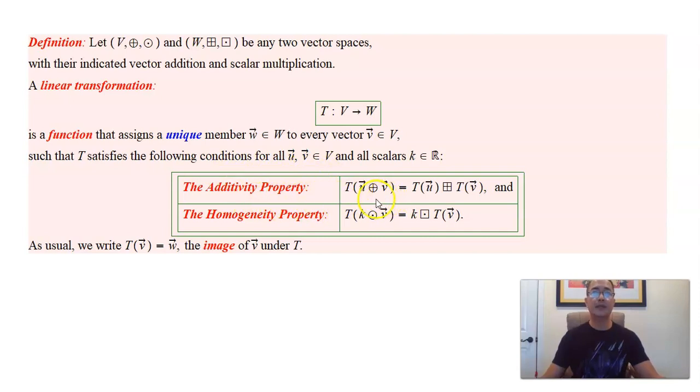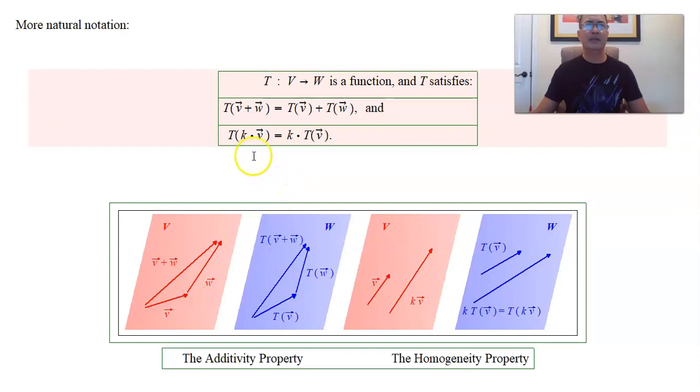Additivity: T of u plus v, this addition is in the domain V, is T of u plus T of v, and this addition is in the codomain W. The homogeneity property: T of k times v, where this scalar multiplication is in the domain V, must be k times T of v, where this scalar multiplication is in the codomain W. And as usual, we will write T of v equals w, and we will call w the image of v under T.